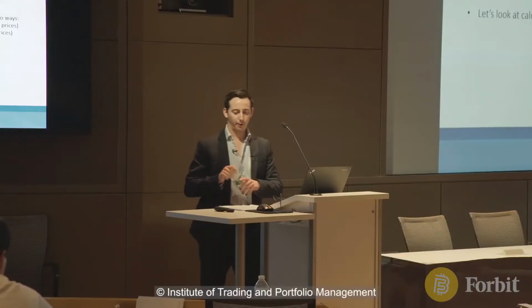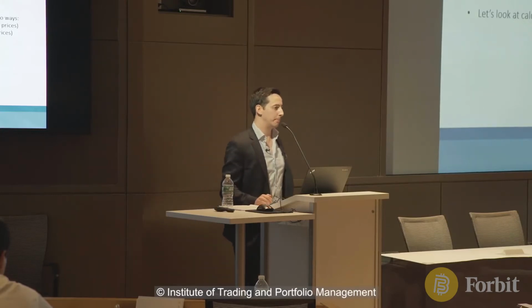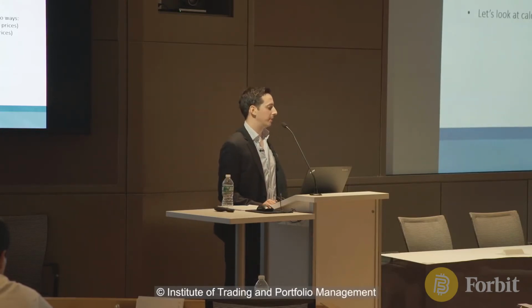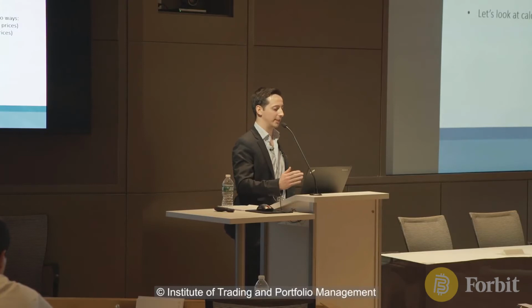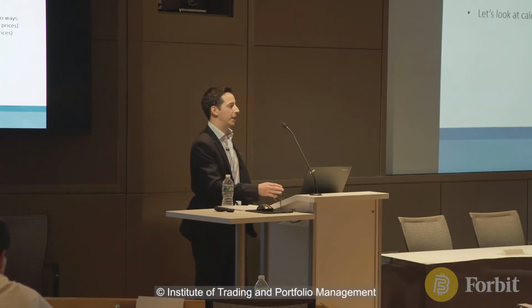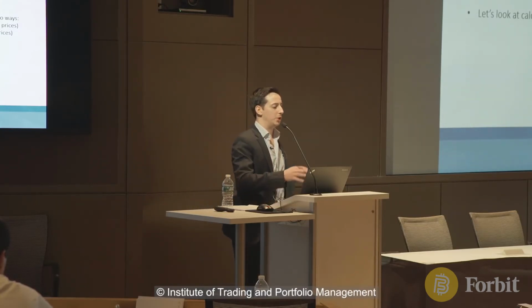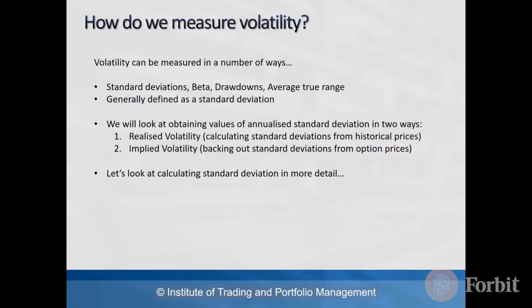So that's the background on volatility, that's why it's important, and those are some ways in which you can actually use volatility. So how do you actually measure volatility? Well, it can be measured in a number of ways. You can measure volatility in terms of standard deviations, beta, drawdowns, average ranges. There are multiple ways to think about volatility.